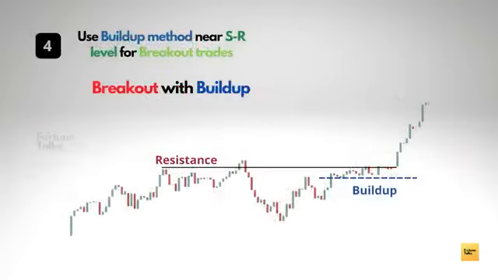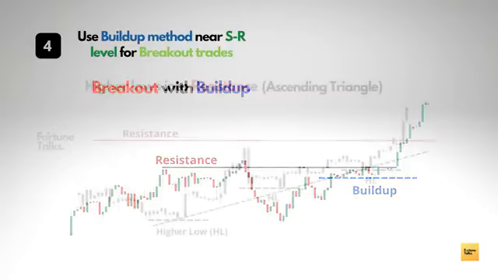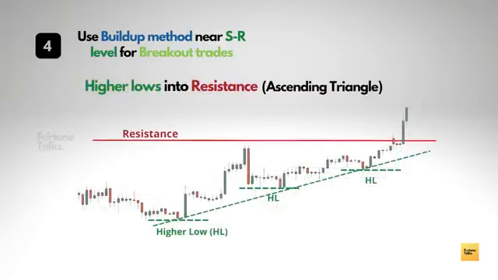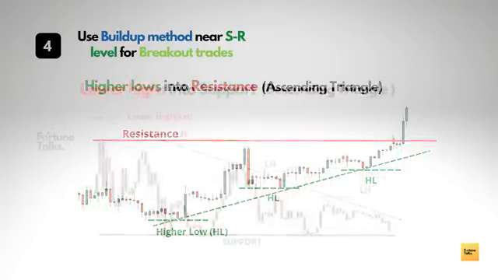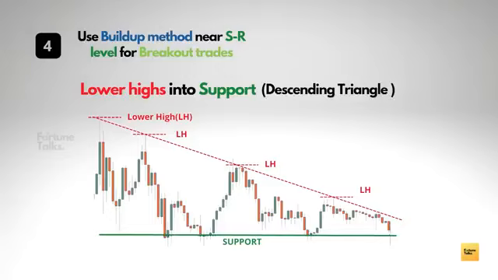And the final point to keep in consideration is that you have to look for a price build-up in the market structure, which may be a tight consolidation near the area of value, or higher lows into the resistance similar to an ascending triangle, or lower highs into the support similar to a descending triangle, which are credible enough patterns that can give you high probability breakout trades. You can learn a lot more about them in the previous video.